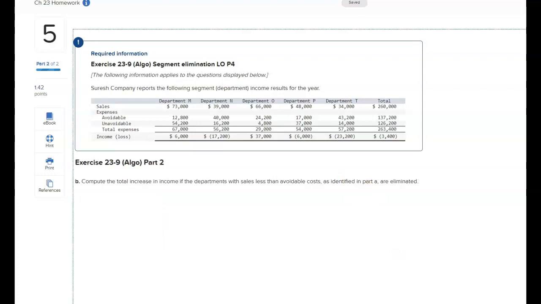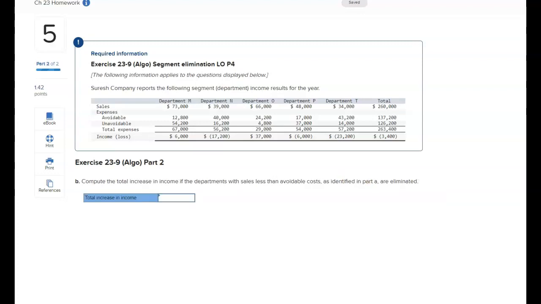And then problem 5 asks, if you eliminate those ones that you identified in problem 4, what would be the increase in income? So you'll basically look at the excess of the avoidable cost, because that'll be your cost savings if you eliminate it, over the sales. Okay? And you'll do that for the segments that are going to be eliminated, and then you'll add that excess of avoidable cost over sales for all of the segments that you identified in problem 4 that should be eliminated.